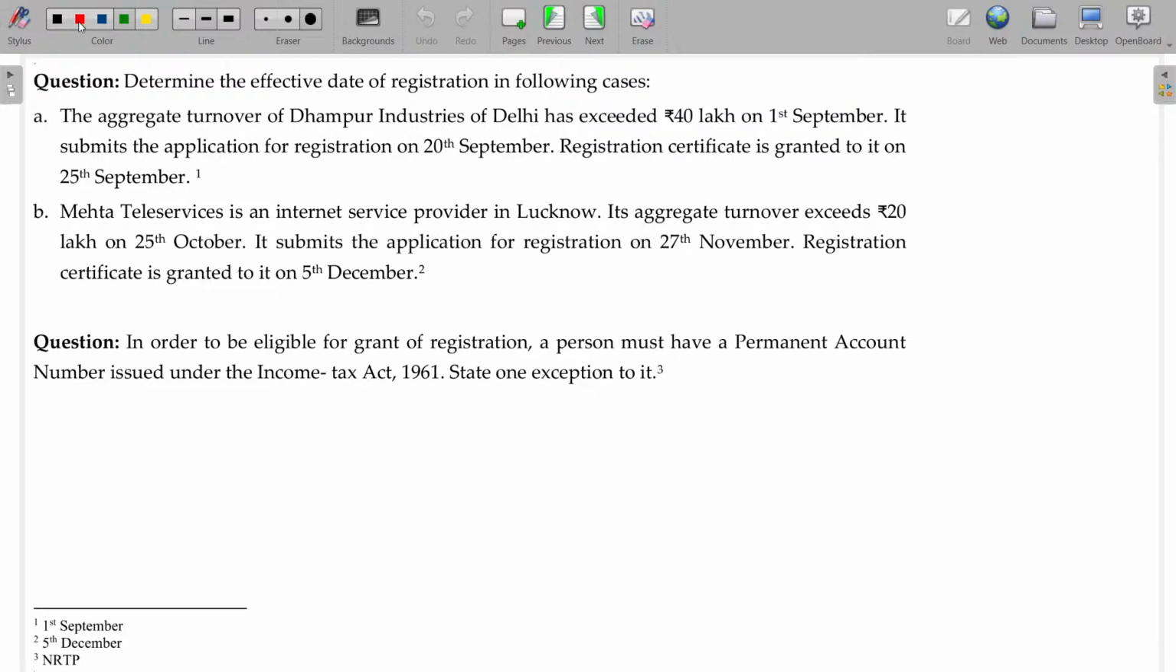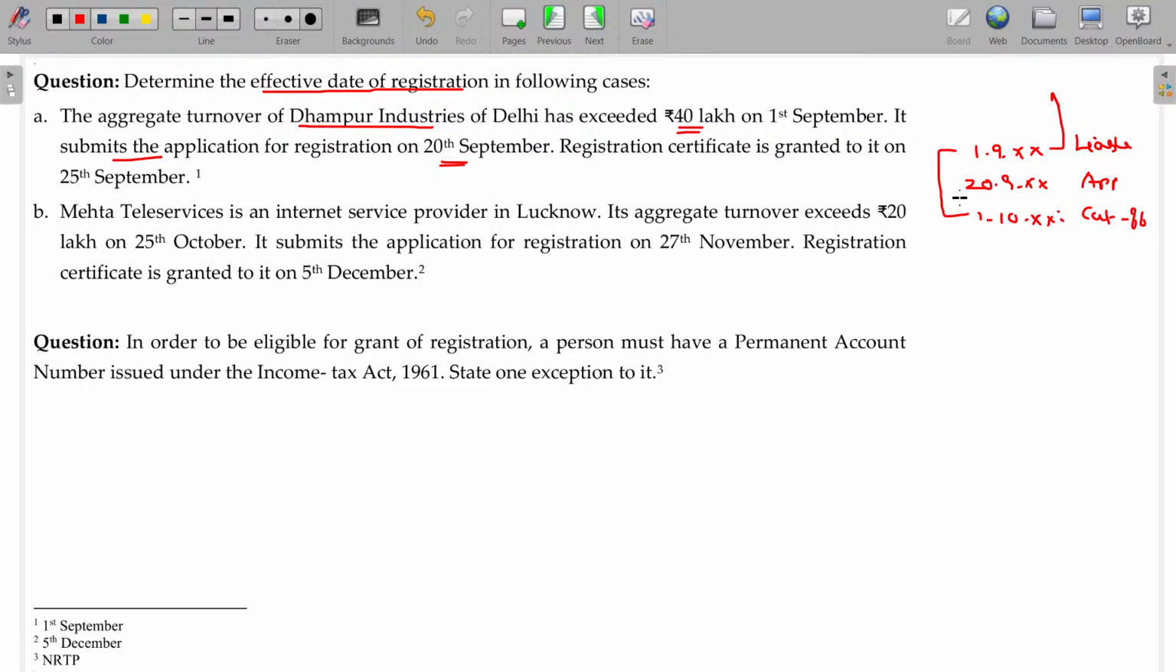Now, determine the effective date of registration in the following cases. The aggregate turnover of Dampur Industries, Delhi has exceeded 40 lakhs on 1st September. This is the liable date for registration. It submits the application for registration on 20th September. And what is the cutoff date? You have to add 30 days. In September there are 30 days, leave that one day, that date is skipped, 29. Another one day makes 1st October. So 1st October will be the cutoff date.